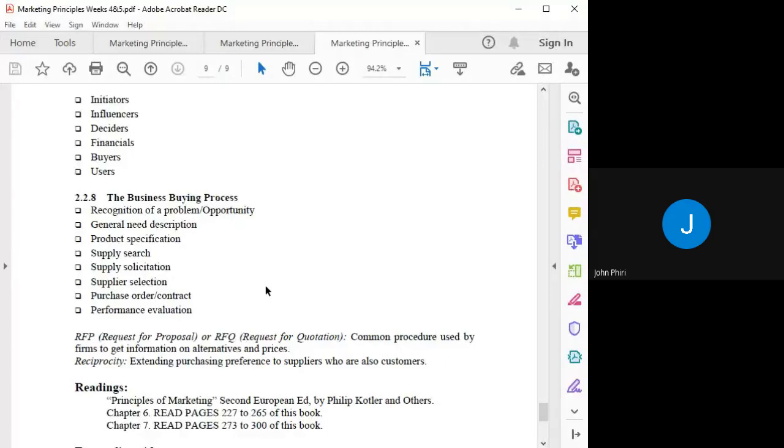So step number two, need description. Here it's given as general need description. What that means is, what do we need to do? This need is not the same as the one in the consumer. Remember, in the consumer, we defined need to mean felt deprivation. But this one is describing steps to be taken or action to be done. What do we need to do? For example, if a machine breaks down, what could be some of the actions that a company can take? One? Fix it. Thank you, Sami. Two?